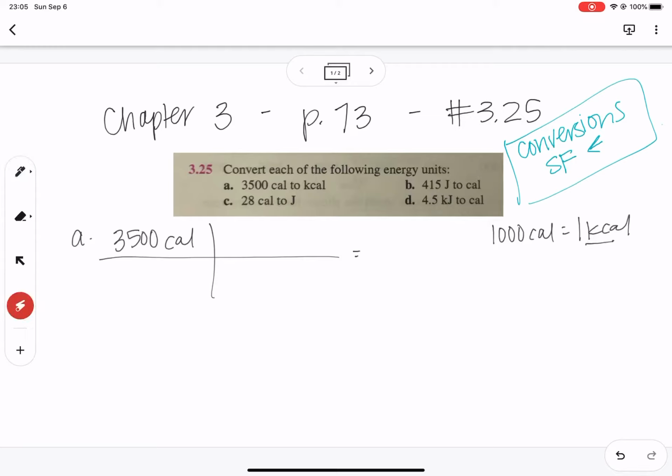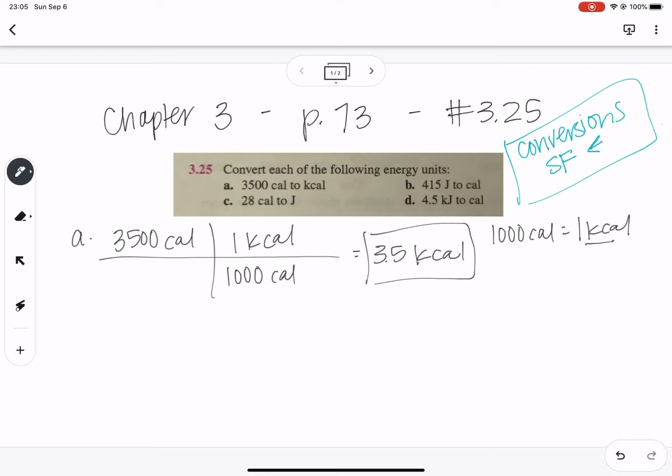And you should remember that whatever unit is here has to go down here, so they will cancel out. So because I see calories here, I'm going to use 1,000 calories on the bottom. 1,000 calories is equal to 1 kilocalorie. And this is the same thing as 3,500 times 1 divided by 1,000. We know we don't have to type times 1 into the calculator. So 3,500 divided by 1,000, and you will get 3.5 kilocalories.